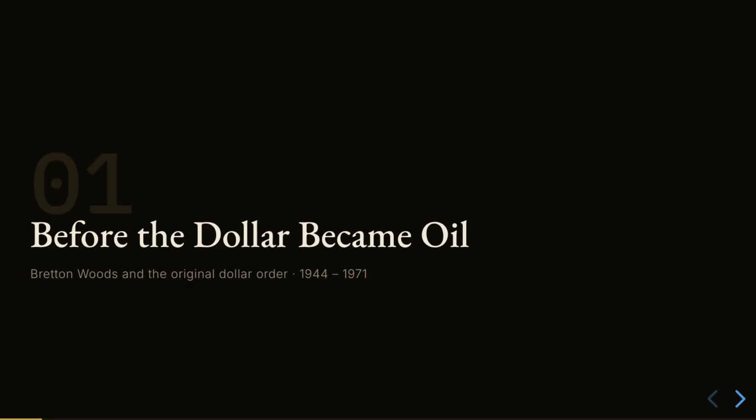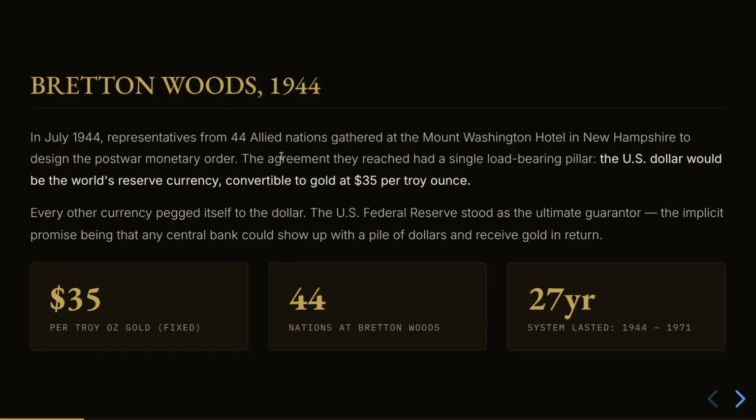Before the dollar became oil, so the Bretton Woods and the original dollar order. This started in 1944. Representatives from 44 allied nations gathered at the Mount Washington Hotel in New Hampshire to design the post-war monetary order.